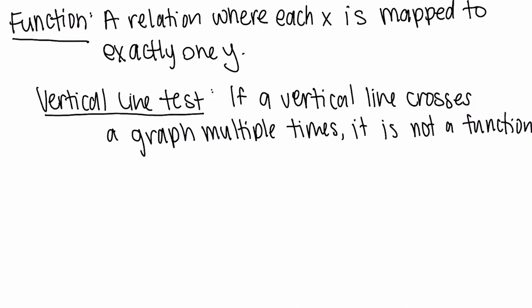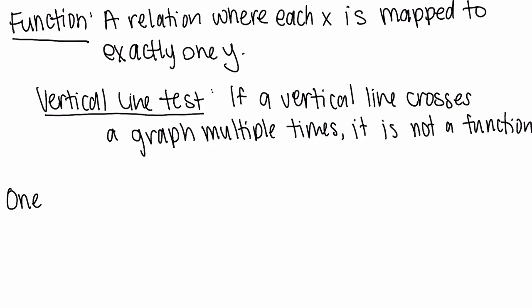So a function is a relation where each x is mapped to exactly one y. So we can't have any duplicate x's. And the vertical line test is a way to easily see on a graph: if the vertical line crosses multiple times, it's not a function.